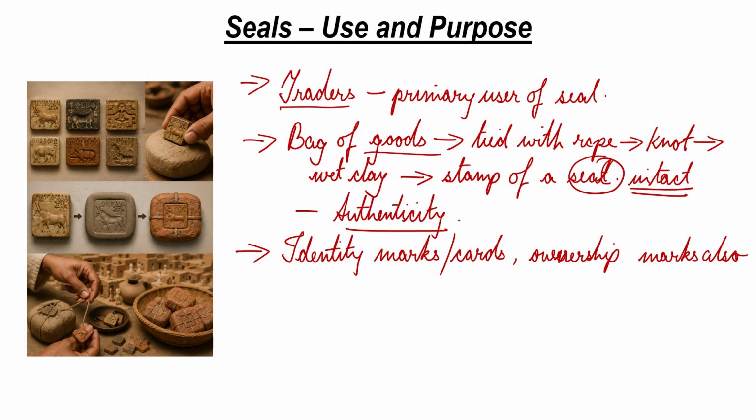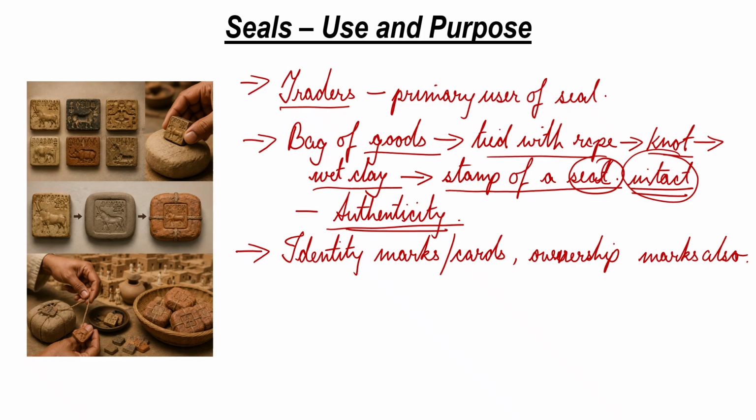So the primary users of seal were the traders. It was used for transportation of goods, tied with rope. There will be a knot. That knot was covered with wet clay and a seal was stamped in it. If the seal was intact, that means the goods were authentic. If it was not intact, then it meant that the goods inside have been tampered with. So this was the primary purpose of seal.